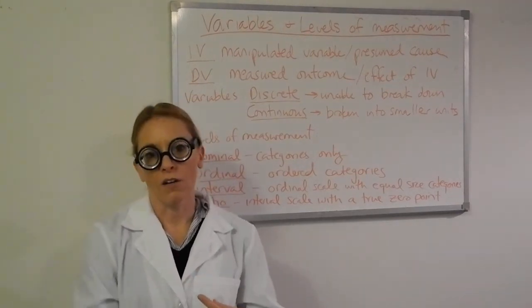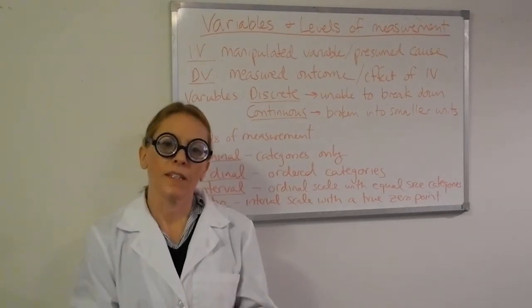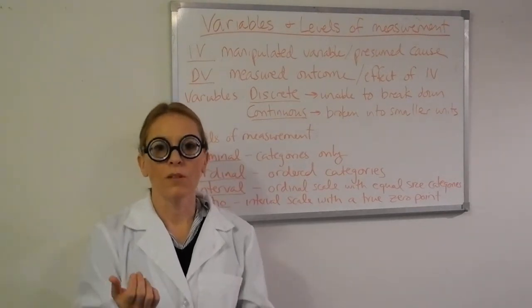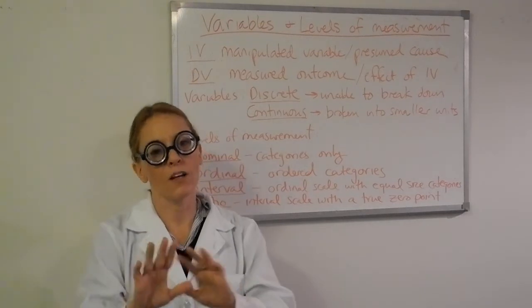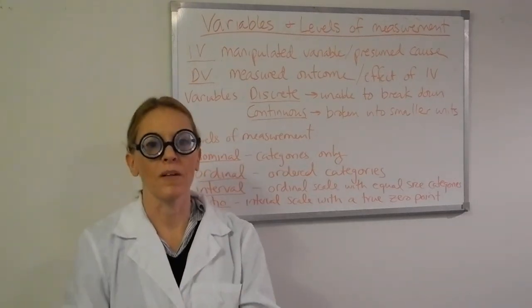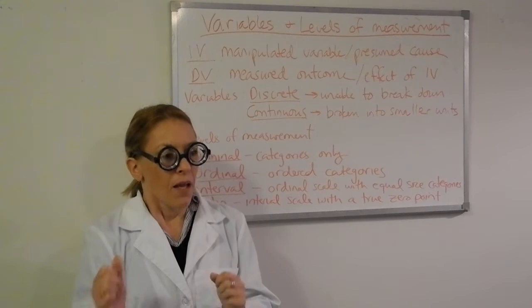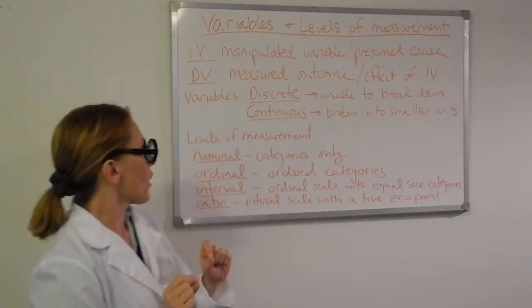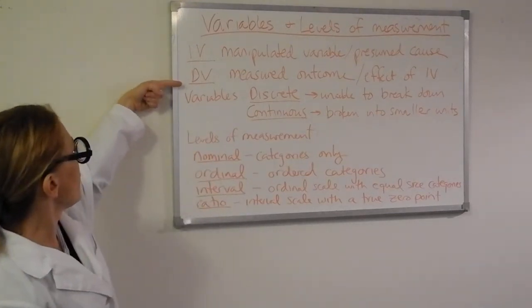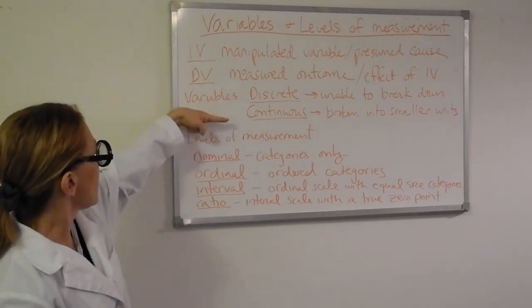When we're looking at our types of variables, we need to consider whether it's a discrete variable or a continuous variable. And that'll come in handy later when we start talking about statistics. Okay, so independent variable, dependent variable, discrete and continuous.